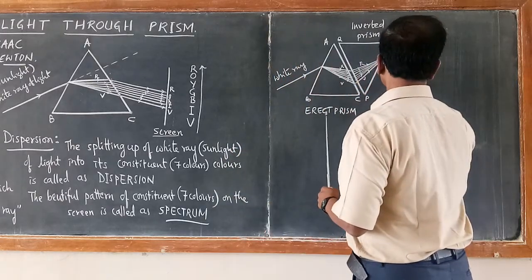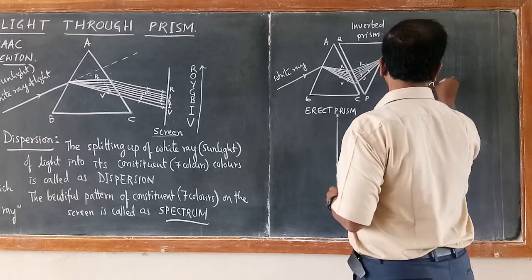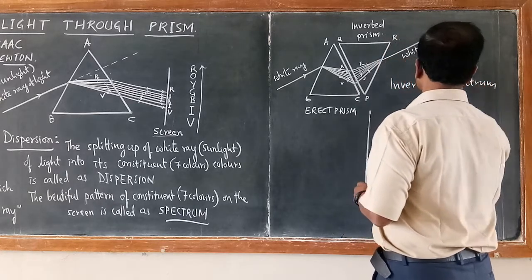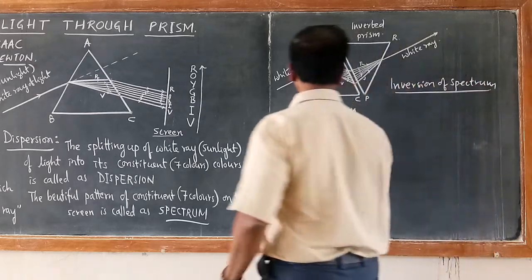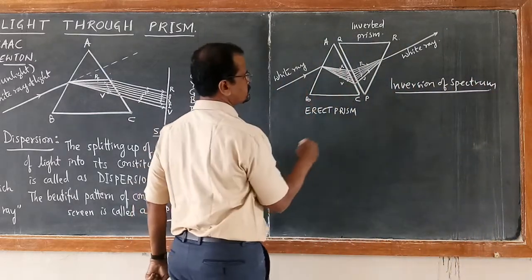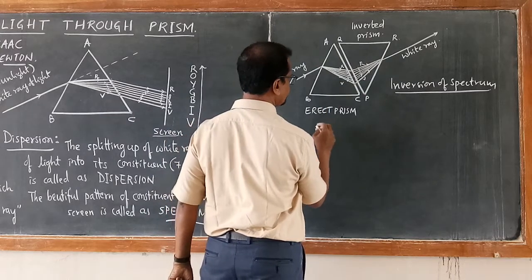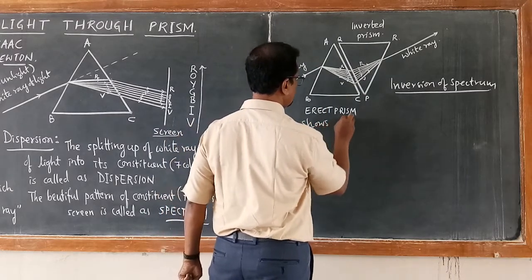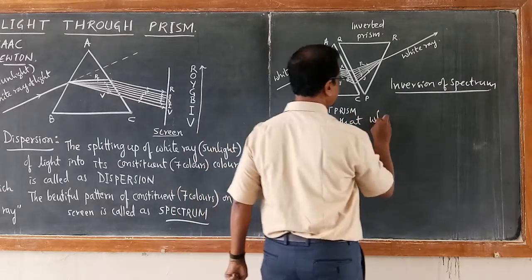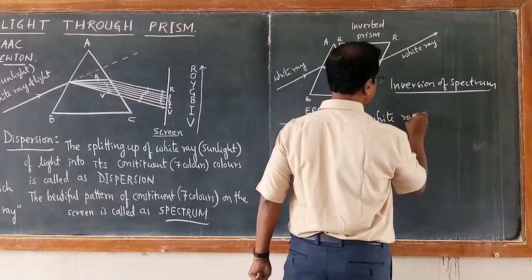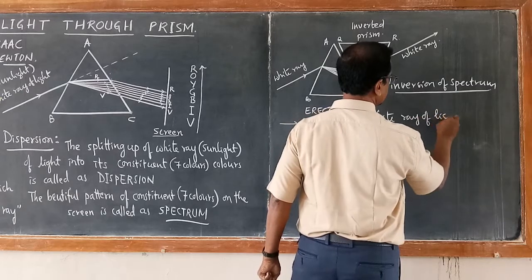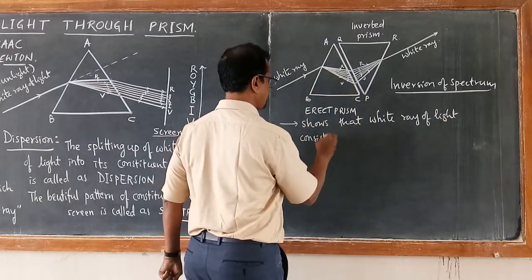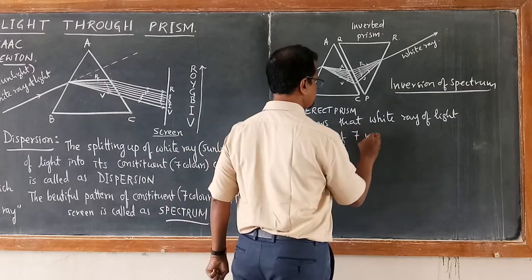This is the inversion of spectrum. And this showed the reunion of all 7 colors to give you white ray of light. This shows that white ray of light consists of 7 colors.